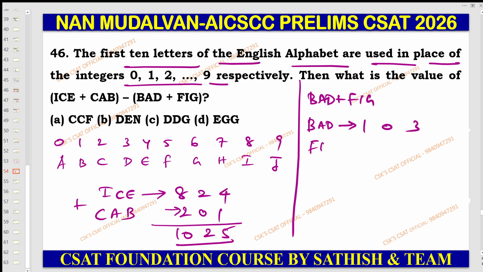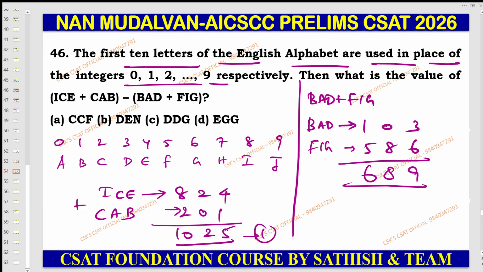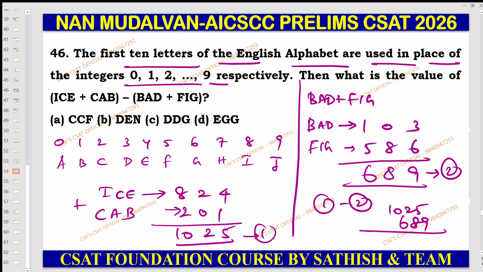Next, FIG: 586, 986. So then you found ICE plus EAB, BAD plus FIG. Then what you have to do here? Subtract. So first, second, 1 minus 2 you have to find out. So therefore 1025, 689. If you subtract this one, you will be getting here 6, 3, 3, 3, 3, 6. 3 assigned for D, 6 assigned for G. So therefore D, D, G. Which option? C option. Understood?